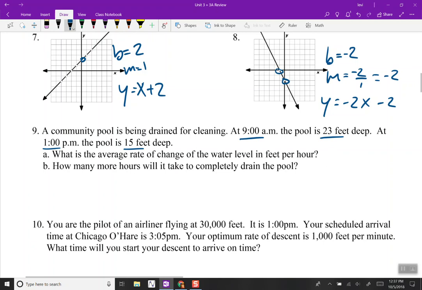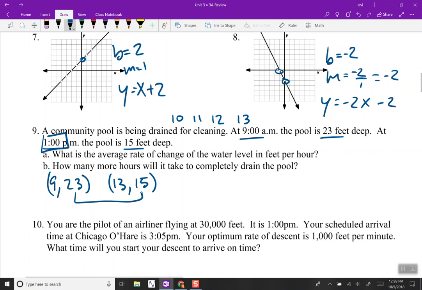So 9 a.m. we'll just count. So this would be 9, and we're at 23 feet deep. And so then 1 p.m. it would go 9 a.m., 10, 11, 12, and then 1. So that's really 1 p.m. would be 13, right? So that would be 13, 15.